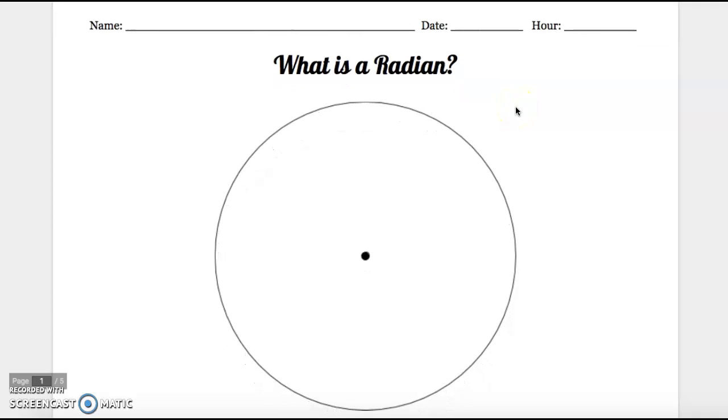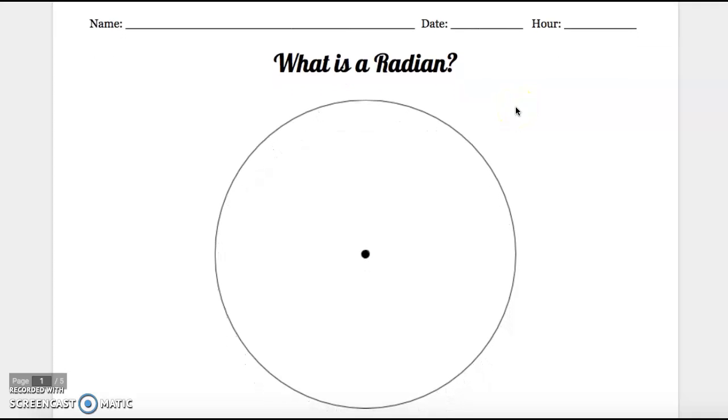Hey guys, today we're going to start looking at Unit 4 and talking about the unit circle, but before we do that, we have to be able to identify a new way to measure angles, and that is using the radian.